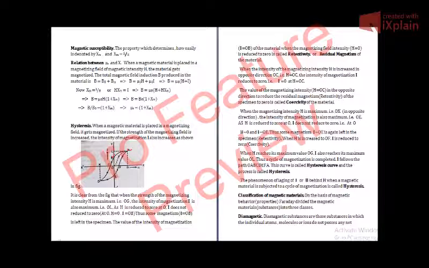The value of intensity of magnetization I equal to OB, of the material when the magnetizing field intensity H is reduced to 0, is called retentivity. This process, when the magnetizing field H is reduced to 0 but the intensity of magnetization I is not reduced to 0, is called retentivity.